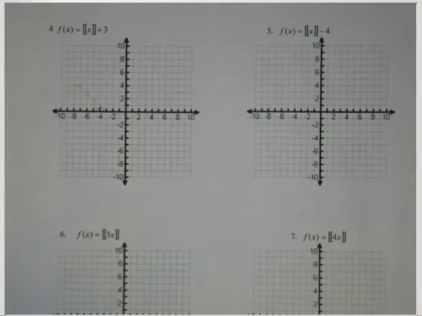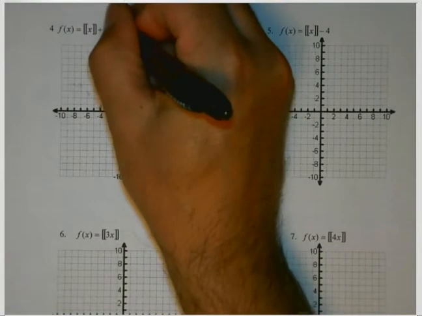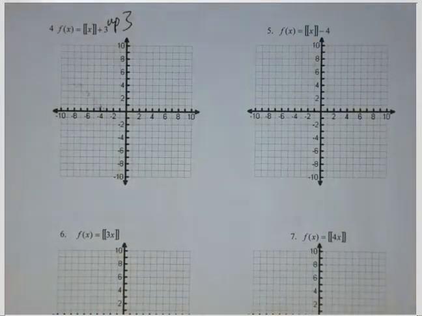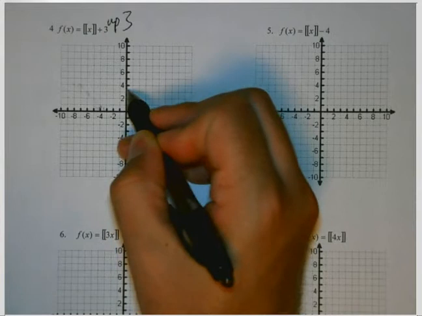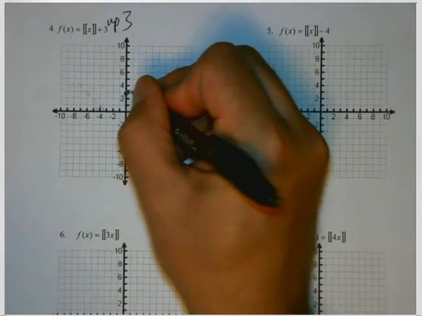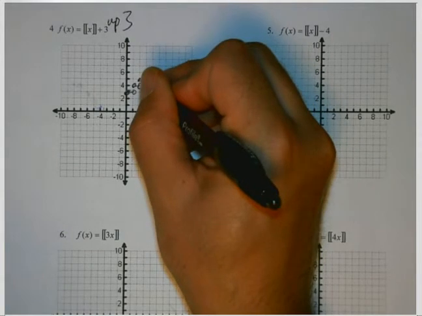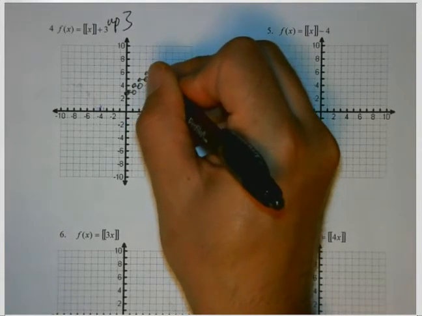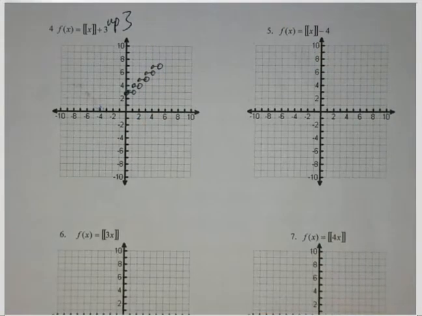Okay? Now, here, a little different. We have a plus 3, but it's not inside our greatest integer function anymore. So maybe what kind of shift could that cause? Okay, up and down. The plus causes us a shift of up 3. So now, instead of my first dot being here closed at 0, 0, it gets shifted up 3. Right 1, above it, above it, above it. Okay, and you go that route.